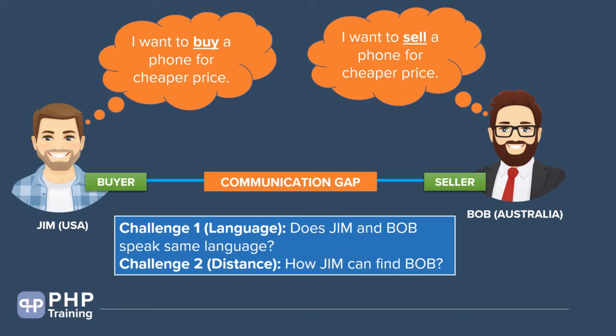So let's take this challenge and understand this, and let's understand what the definitions of protocol, TCP/IP, and internet are in terms of solving these two challenges. The challenge number one is the language: do Jim and Bob speak the same language? The challenge number two is distance: how can Jim find Bob? Okay, so that's the challenge of the communication gap. Let's understand the other things.